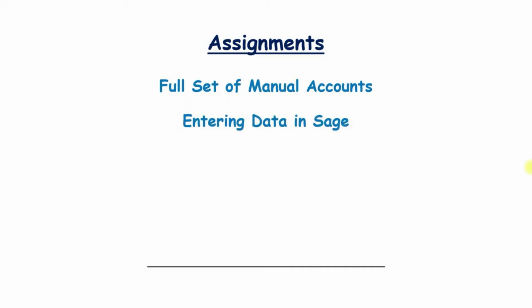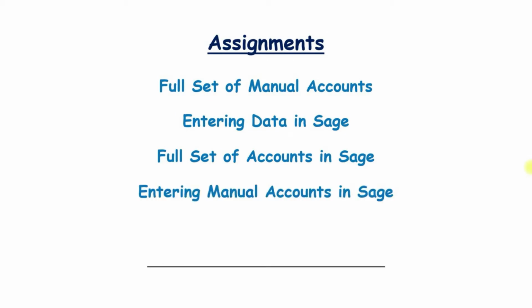The second assignment is an introduction to Sage 50 and consists mostly of data entry. The third assignment covers processing a full set of accounts in Sage 50. The fourth assignment entails entering the manual accounts done in Assignment 1 into Sage 50. The final assignment is a short theory exam interview where you will be asked questions relating to the concepts you have learned throughout the course.